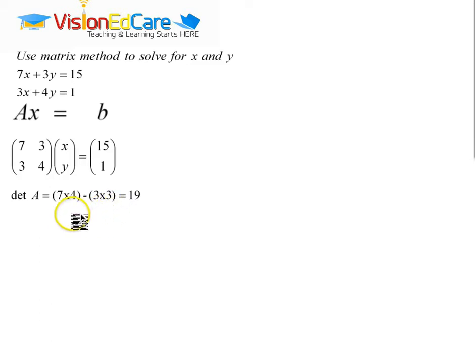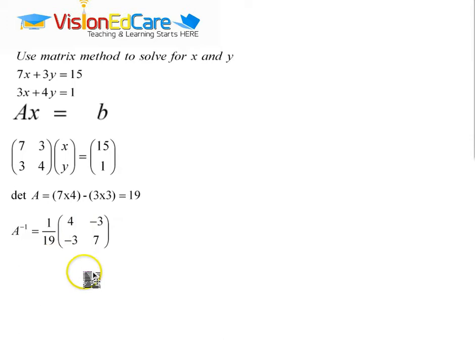After we find the determinant, then we find the inverse of the matrix. The inverse is 1 over the determinant. And then we interchange the elements in the original matrix here. Where I have 7 here, I interchange it with 4, and where I have 4, I interchange it with 7. And then the elements in the non-leading diagonal, we multiply them by minus 1. So that's how we get minus 3, minus 3 there.